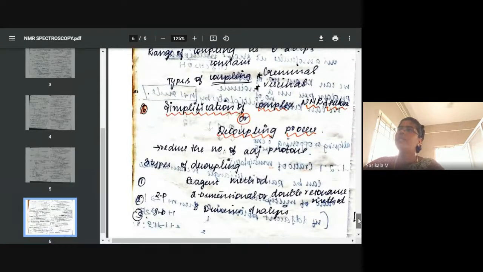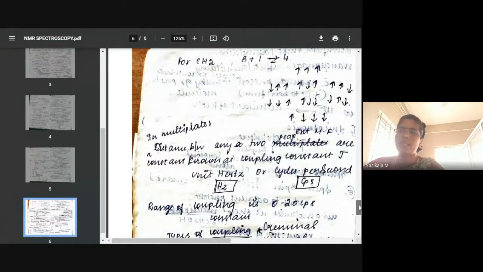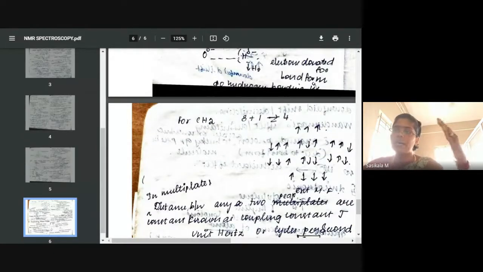Now, how many parameters under interpretation of NMR signals have we seen? Four parameters. One is the number of signals, second is the intensity of signals, third is peak area counting, and fourth is the position of signals. The number of signals will tell how many kinds of protons are present. The intensity of signals will tell how many protons of the same kind are present. And peak area counting will tell exactly how many protons of the same kind are present.